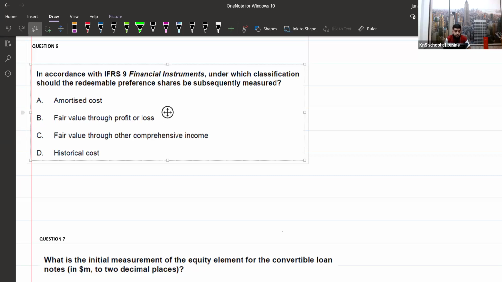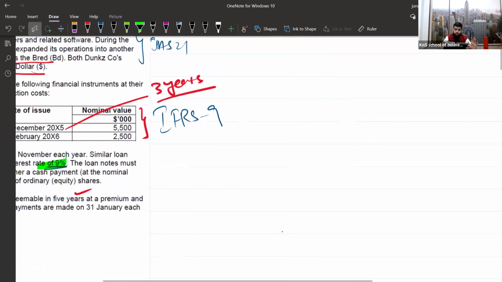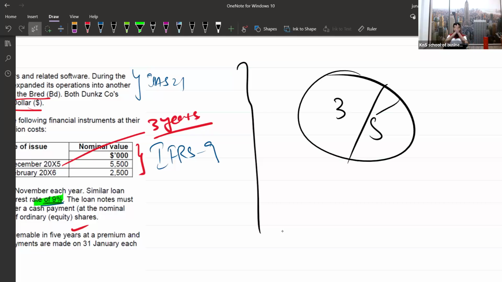Now, question number 6. In accordance with IFRS 9, the financial instruments under which classification should the redeemable preference shares be measured subsequently? Remember, we are doing the OT case, and in your exams as well, there will be 5 questions. Out of 5, 2 or 3 questions are going to be the easiest. You are not supposed to read the data again for those 3 MCQs. But yes, there will be 1 or 2 MCQs that might tease you.